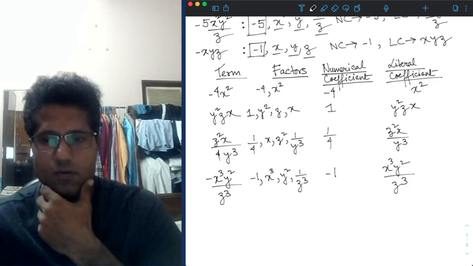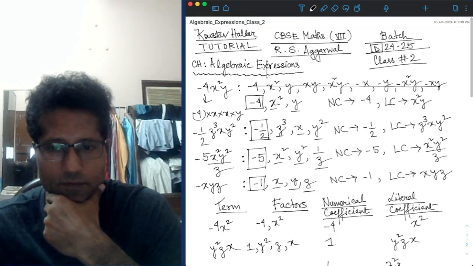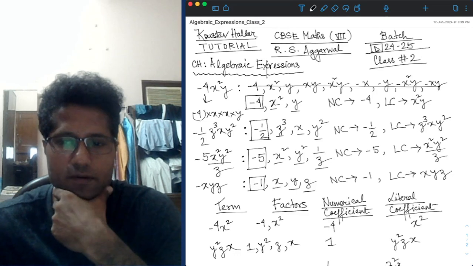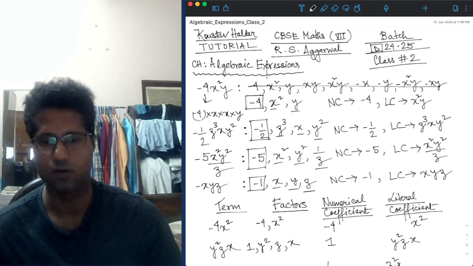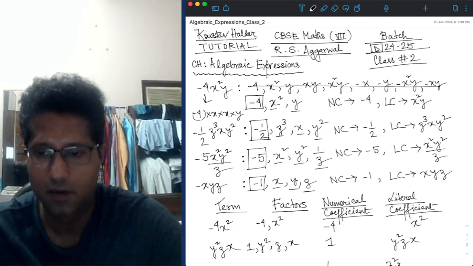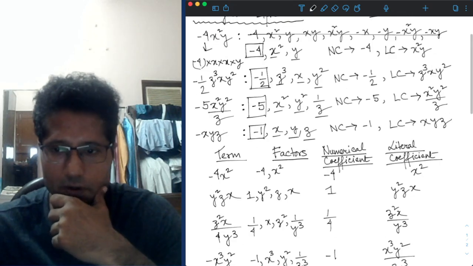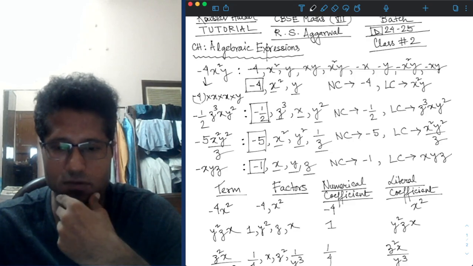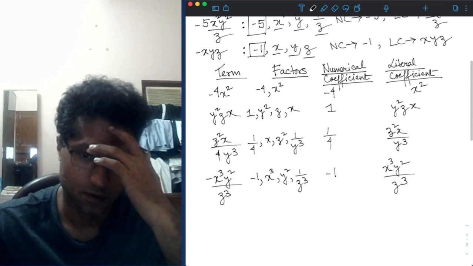So I hope now it is clear what the factors of a term are, what a numerical factor is, what a literal factor is, and what the numerical coefficient or coefficient of a term and the literal coefficient of a term are. So this was a short video. I just wanted to clarify the concept of factors of a term and what numerical coefficient and literal coefficient of a term are.